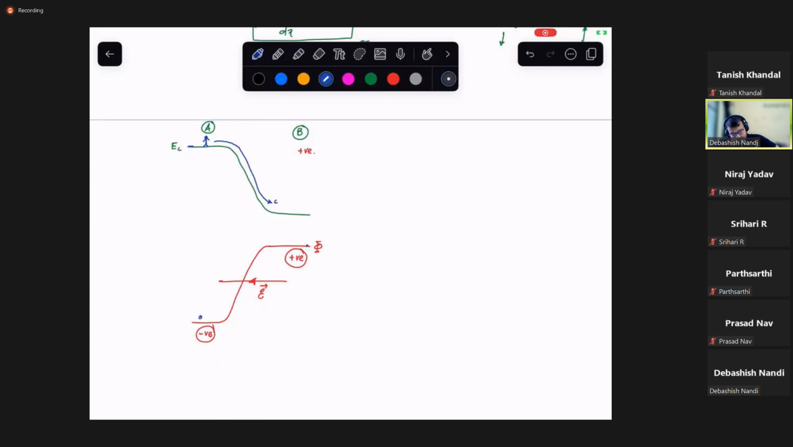Obviously, if I have an electron here, it will try to go opposite to the electric field. Fine. So if I give you any kind of profile, you can tell me how the direction of electric field will look. Suppose this is my point A, point C, and this is my point D, and this is EC. So how will the direction of electric field be? C to D or D to C?